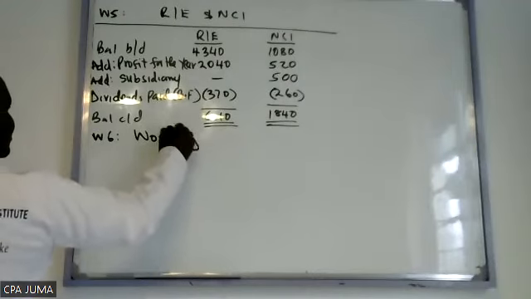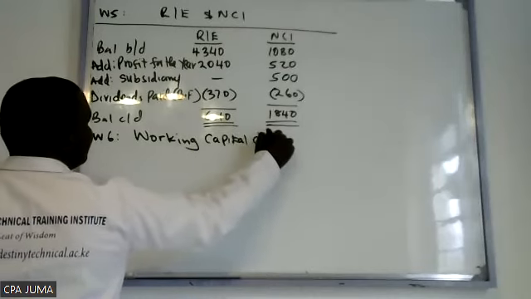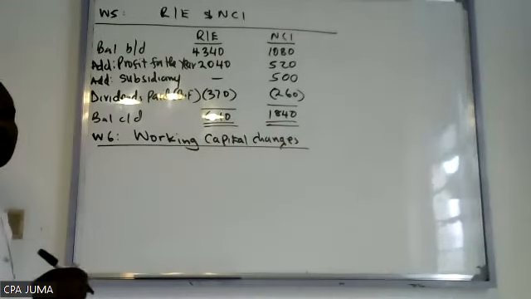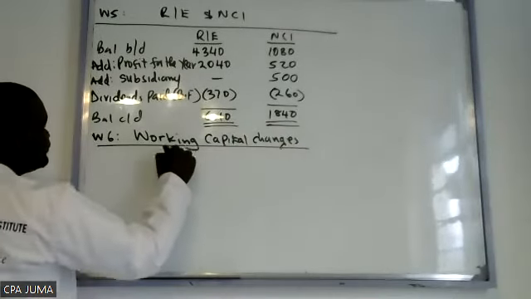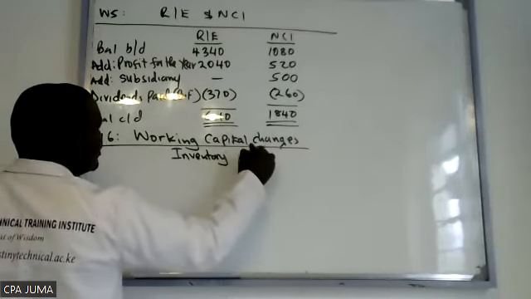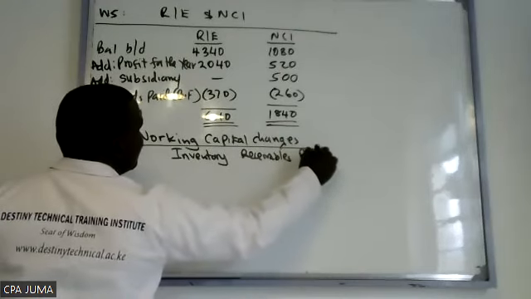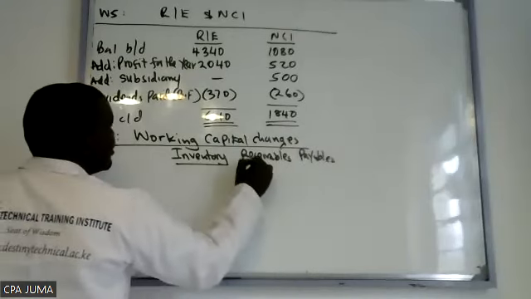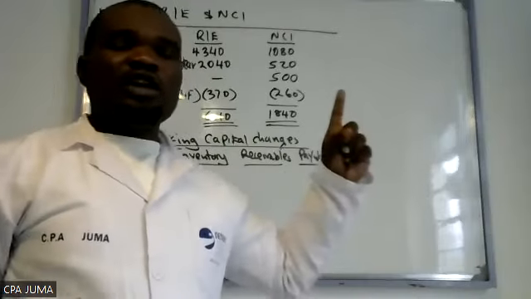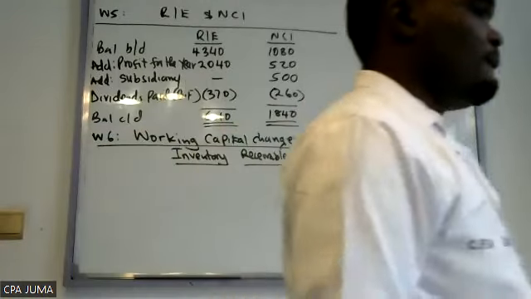You must create the workings. Working capital changes. Working capital are the inventory, receivables, and payables. So inventory, receivable, and payables, we are always checking for increase or decrease.